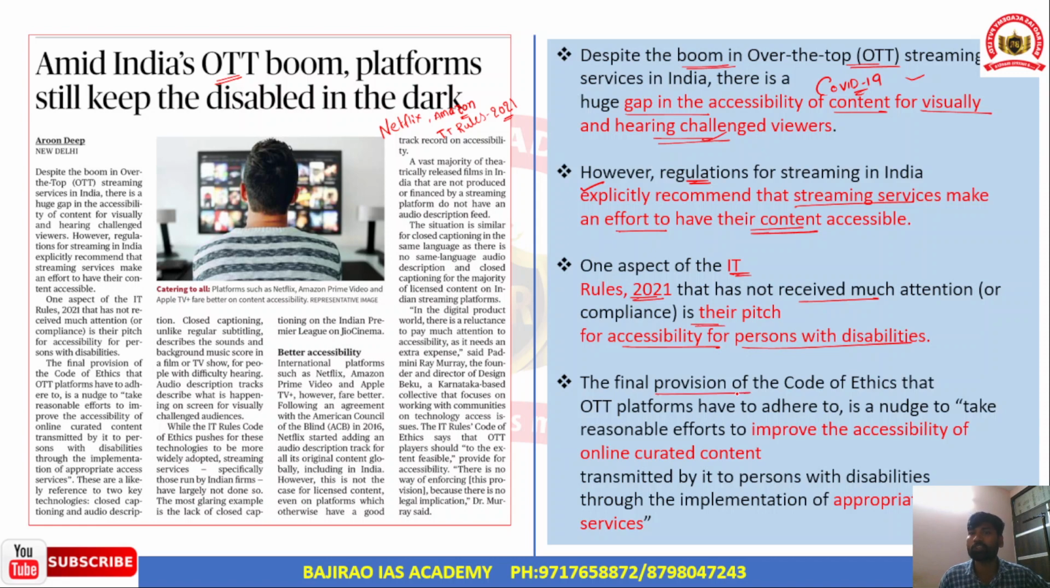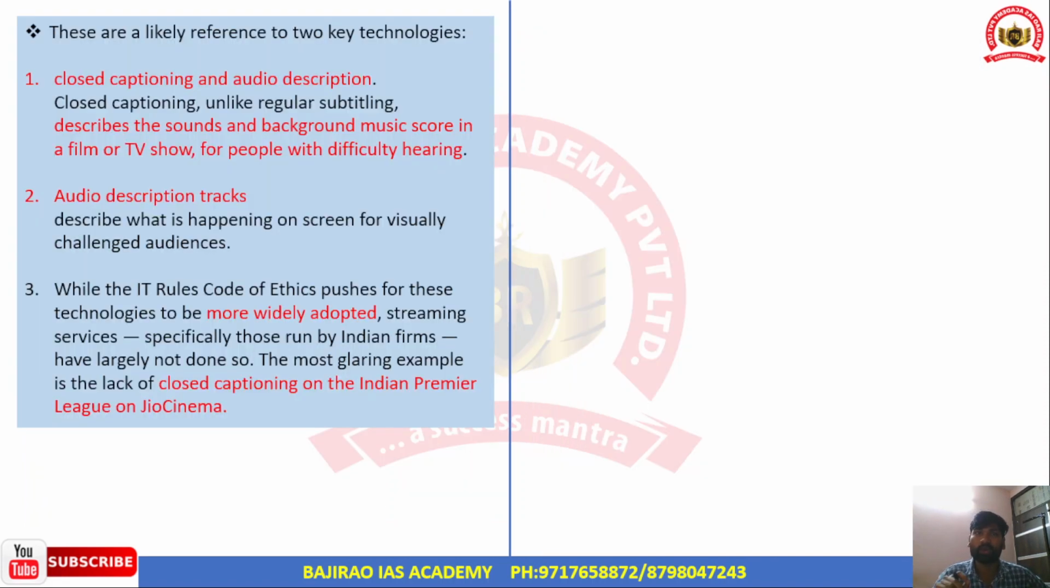The final provision of the Code of Ethics formulated in 2021, which OTT platforms have to adhere to, is a nudge to take reasonable efforts to improve accessibility of online curated content transmitted to persons with disabilities through implementation of appropriate access services. What are the appropriate access services? They include two technologies: one is closed captioning, and the second is audio description tracks.